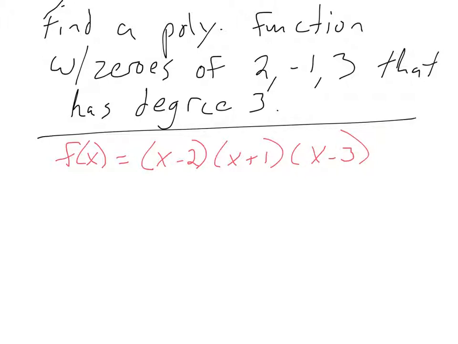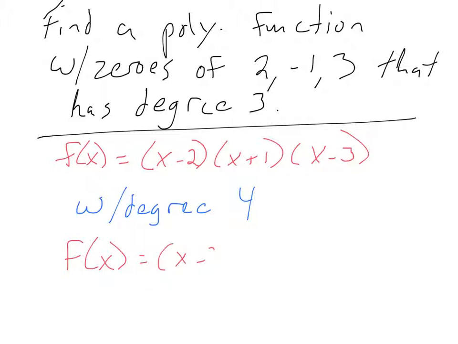Now what if I asked you the same question, but I said with degree 4? What could you do to find a polynomial that has degree 4 and has those same 3 intercepts? My hint is there's more than one way to answer that question. How can I make it degree 4 but still have the same exact intercepts? What if I did x minus 2 times x plus 1 times x minus 3 squared? That's going to bring it up to degree 4, because you square that binomial, you have a quadratic times 2 more binomials of order 1, and you get an x to the 4th as your highest power. And it's still going to have the same exact intercepts.